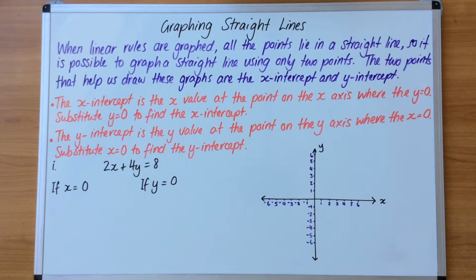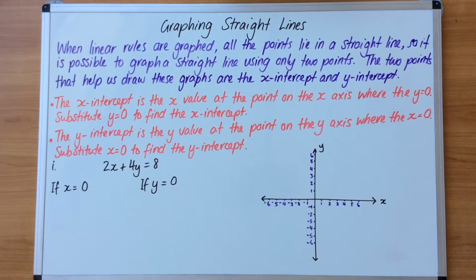The x-intercept is the x value at the point on the x-axis where y equals 0. So substitute y equals 0 to find the x-intercept. And you do the opposite for the y-intercept. The y-intercept is the y value at the point on the y-axis where x equals 0. Substitute x equals 0 to find the y-intercept.